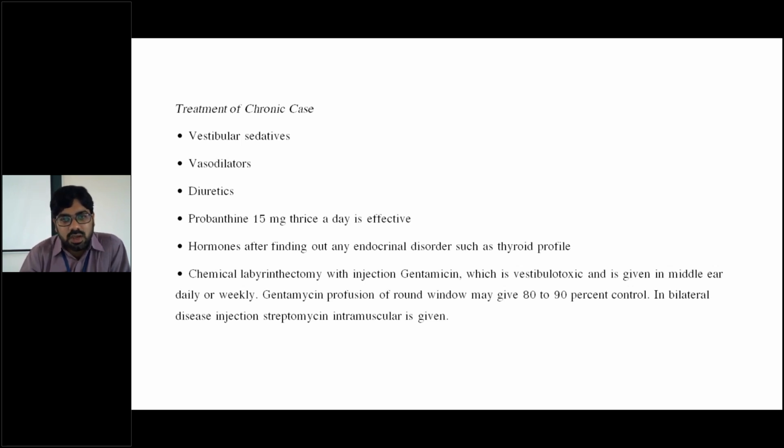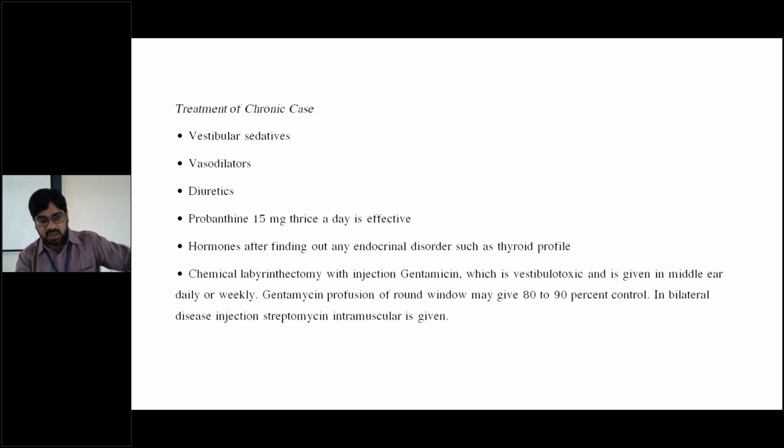The round window is open, right? So you can keep some drops of gentamicin in the middle ear at the round window area, in the posterior inferior quadrant, and let the fluid get perfused through the round window membrane and reach the inner ear, that is the labyrinth. So gentamicin perfusion of the round window may give 80 to 90% control. In bilateral disease, injection streptomycin intramuscular is given. If it's a bilateral disease, then you cannot do that; it's better you give streptomycin, that is IM. So these are the treatments for chronic cases.